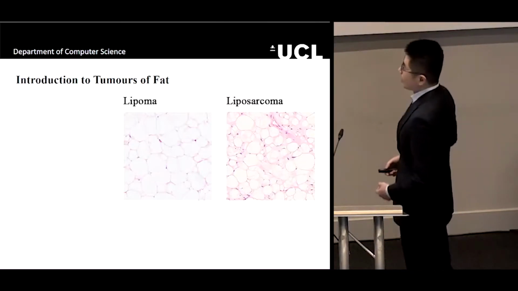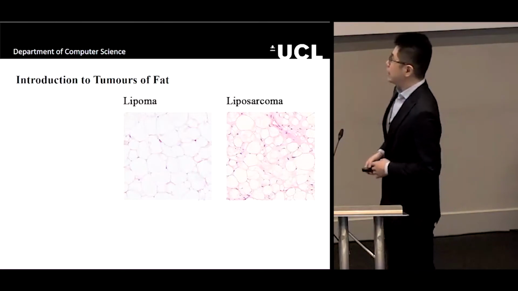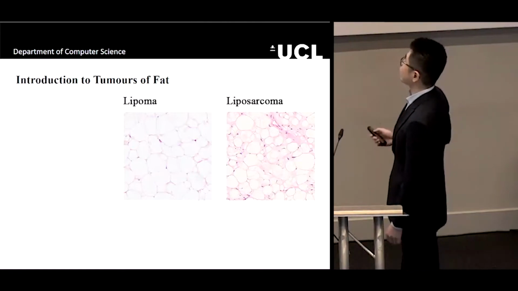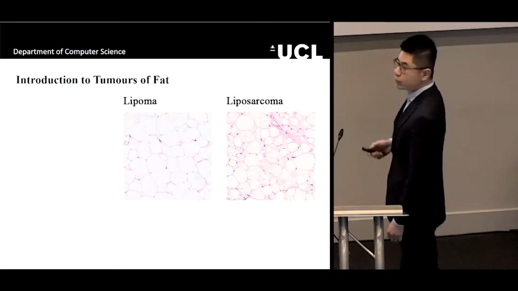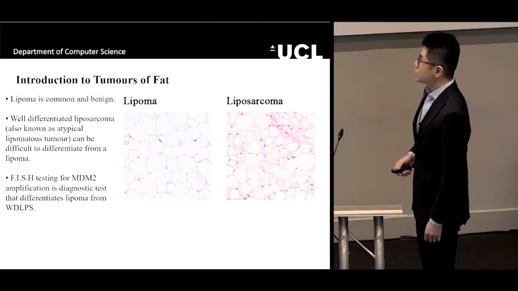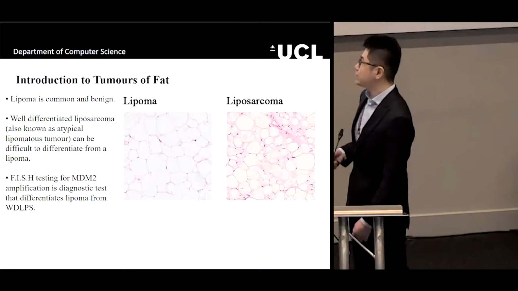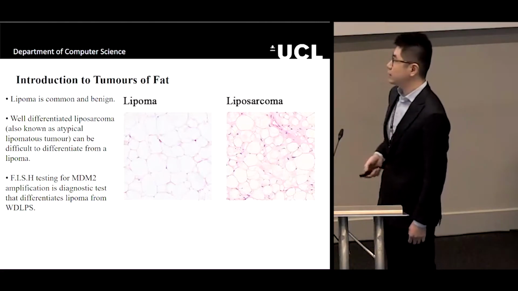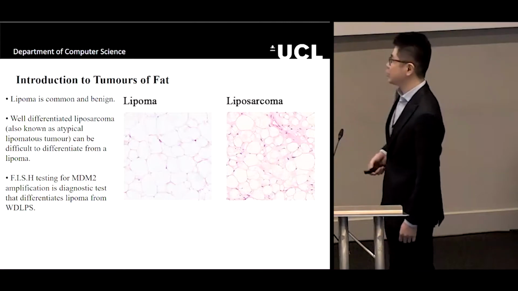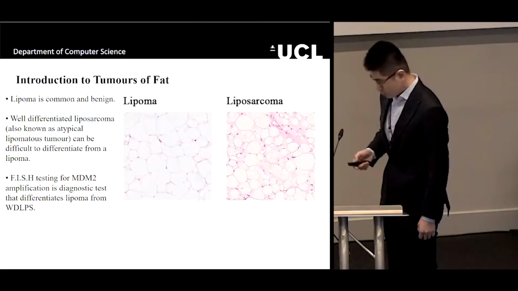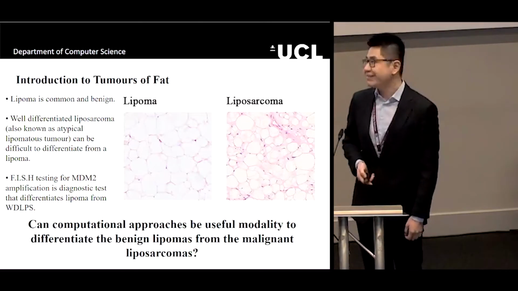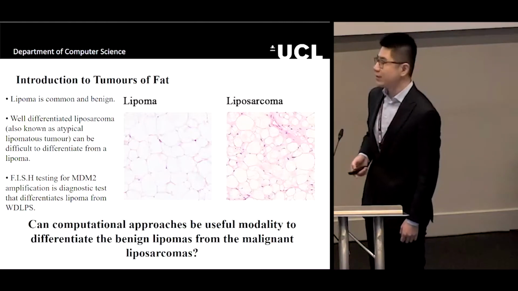However, even by eye, from this magnification, we can find it is more cellular for liposarcoma compared with lipoma, and there are some architectural features here, which we call septa, and also we've got some atypical or aberrant nucleus in the liposarcoma. So in the real world, it is very hard to differentiate benign from malignant for the fatty tumors. Sometimes pathologists will do an additional genetic test to distinguish the benign from malignant. So my project is to investigate how computational approaches can be a useful modality to differentiate benign lipoma from malignant liposarcoma.